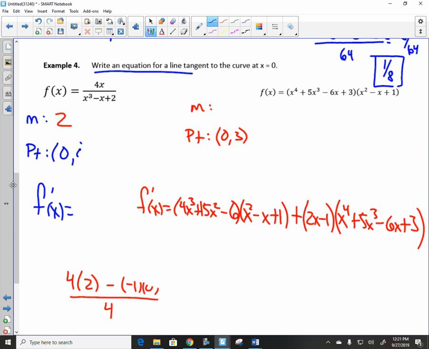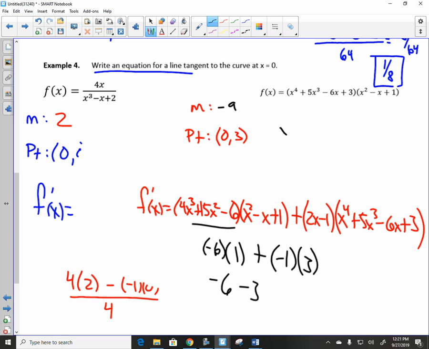When you plug in 0 here, what do you get? -6, 1. -1 times 3. -6 minus 3. It doesn't say to give the derivative in simplified form. Just write the equation for the line. So see how I can ask a question that involves multiple parts for you?